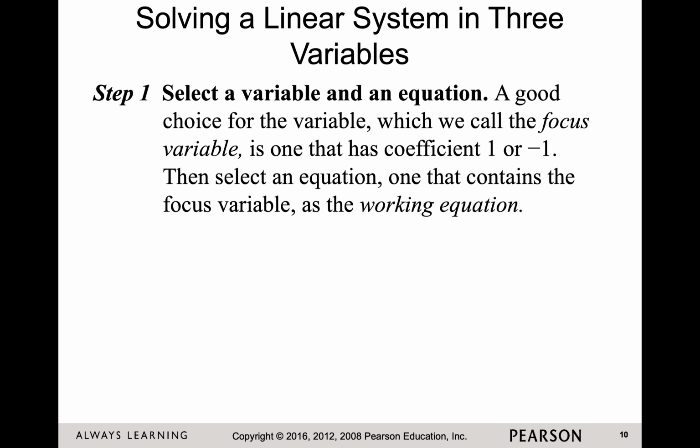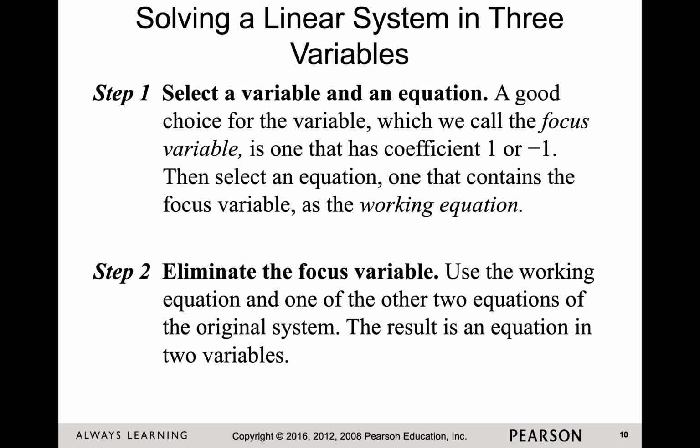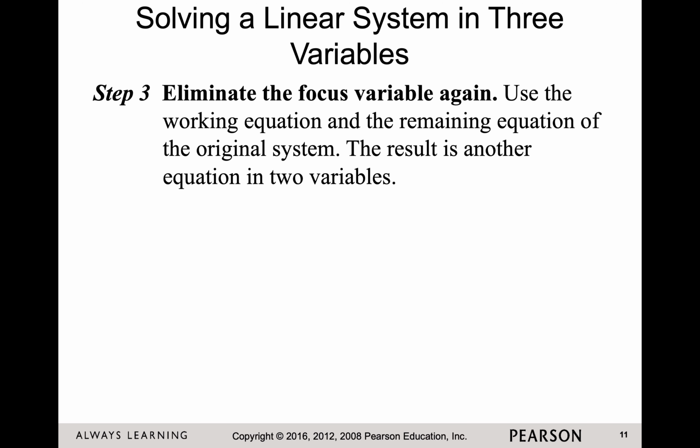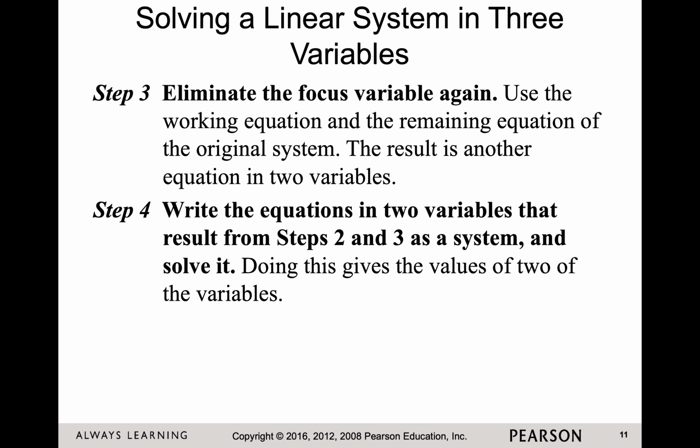We're looking for that key characteristic. Then we're going to select an equation that contains the focus variable as our working equation. We're going to work to eliminate that variable and then eliminate the focus variable again so that we have a clear system of equations to solve. And we're going to write the equation in 2 variables. So basically what we are trying to do is take an equation with 3 variables. I want to be able to eliminate the third variable so it's something I know how to do.